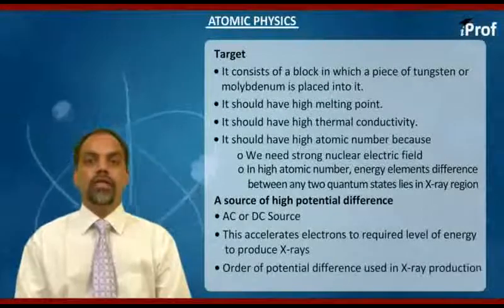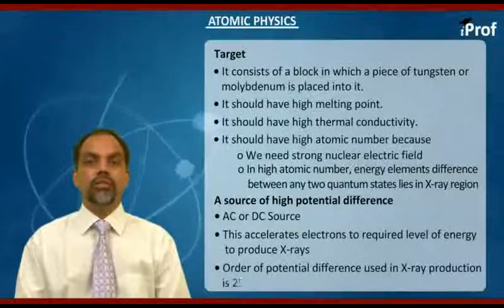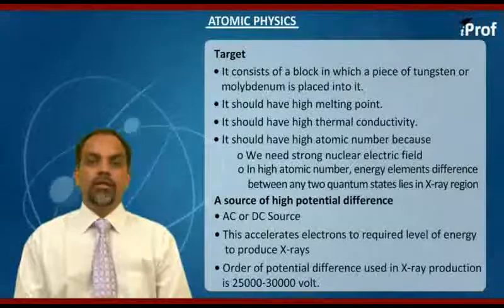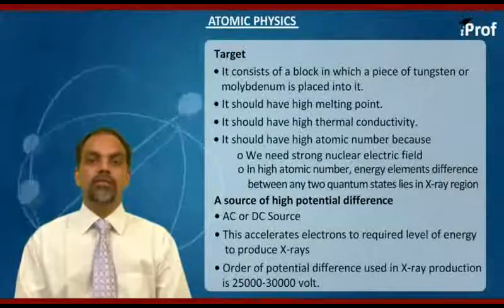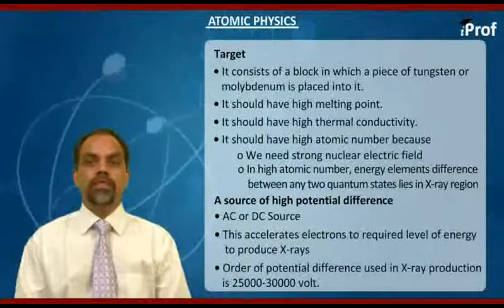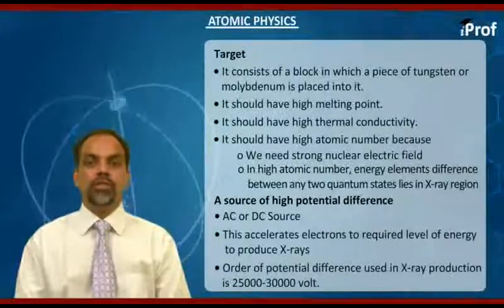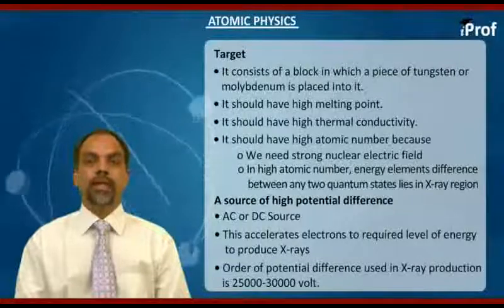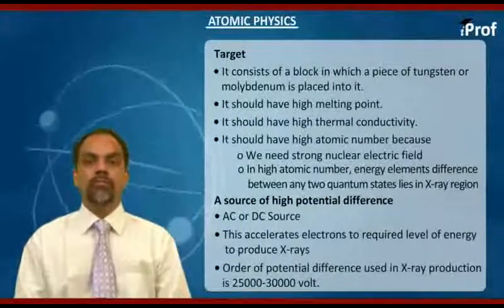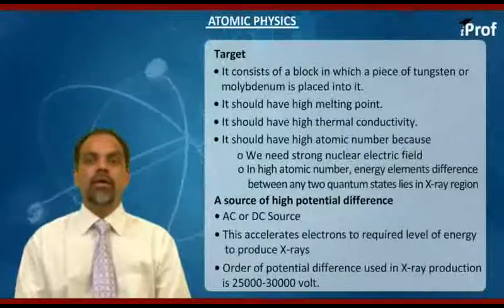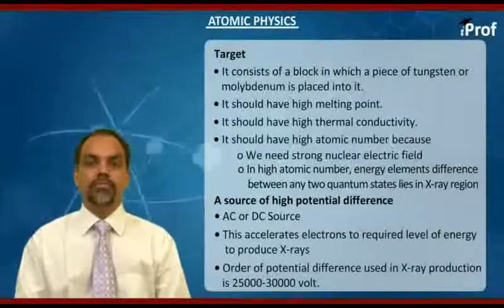Normally the order of potential difference which we use in X-ray production is 25,000, 30,000 volts. That is the average potential difference we employ. So we can use an AC source, where we will be using a step-up transformer to step up the voltage to the desired level, or we can use a DC source.